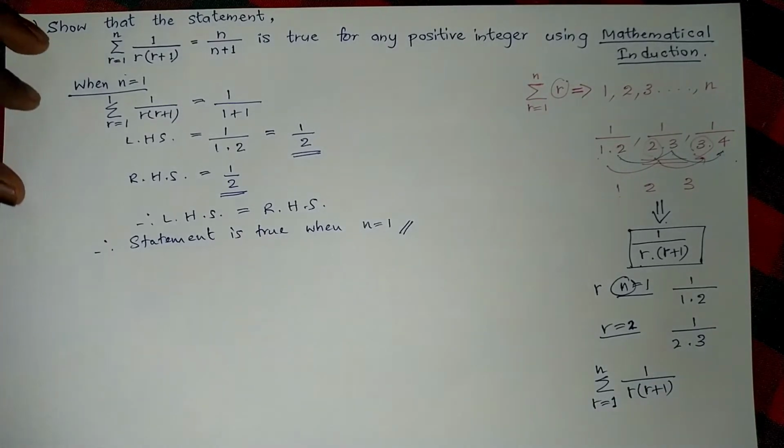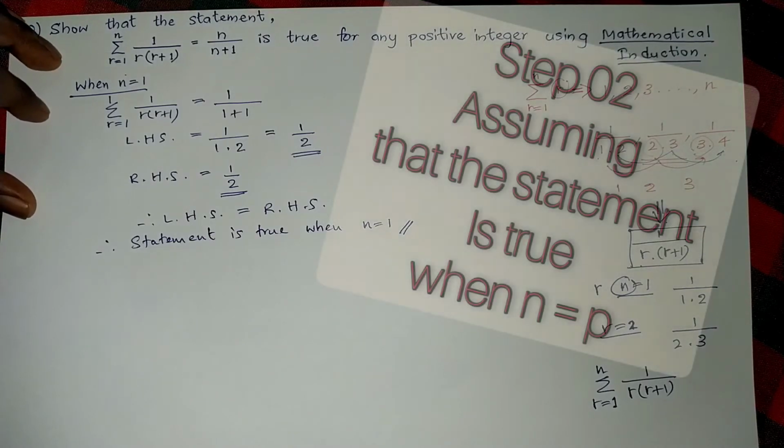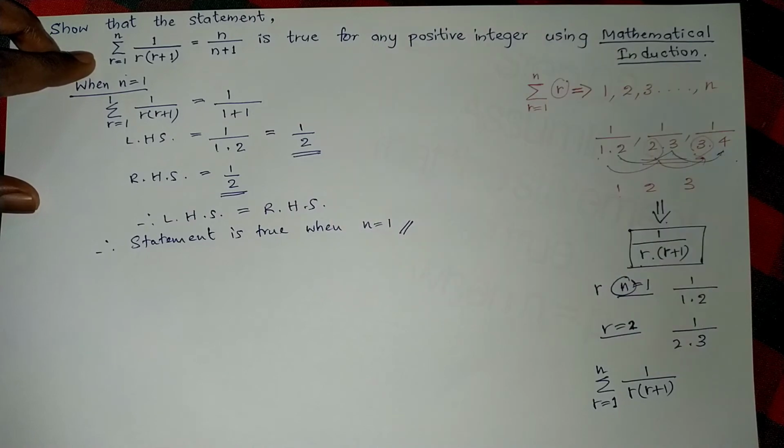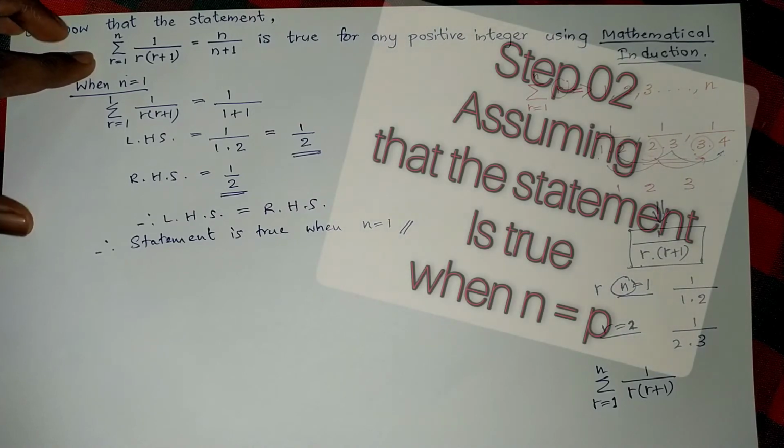Second step is the assumption. We are going to assume the statement is true when n equals any positive integer. I take it as p.